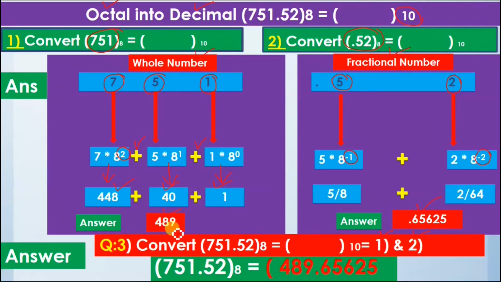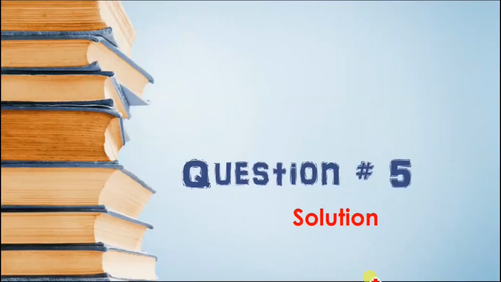So the final answer is 489 comes here, and then we have the decimal point, and then 65625 that comes here. So we combine the answer of part 1 and also part 2 to get this final answer, and we can say that the number 751.52 in octal is equal to 489.65625 in decimal. Next we move to the solution of question number 5.